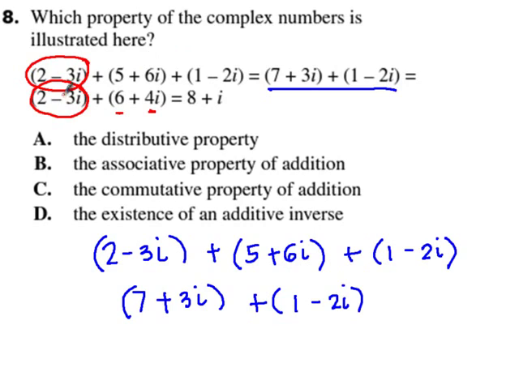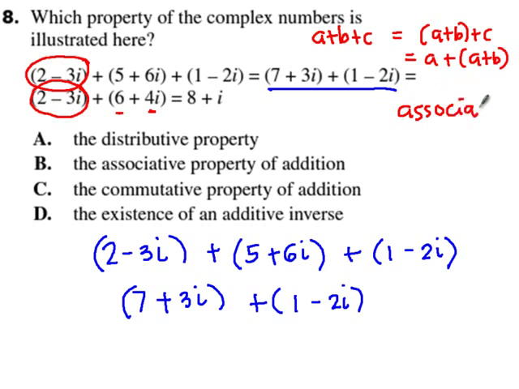the first addend. So in properties of operation, what do you call that part when you say a plus b plus c is just the same as a plus the quantity b plus c? Yes, we call that the associative property. And that's letter B. So B is the correct answer for number 8.